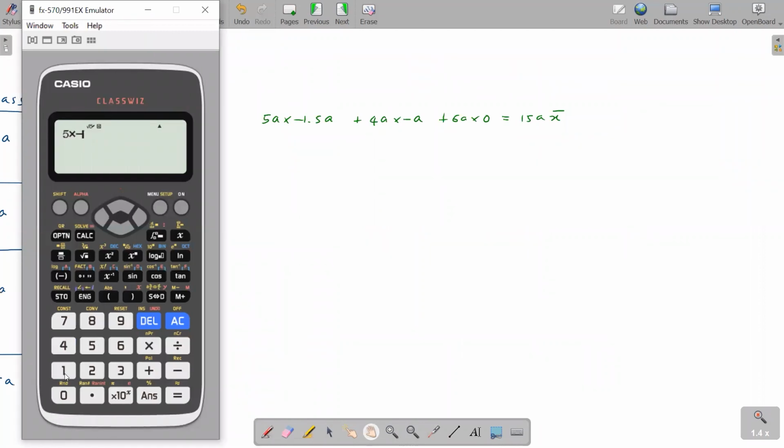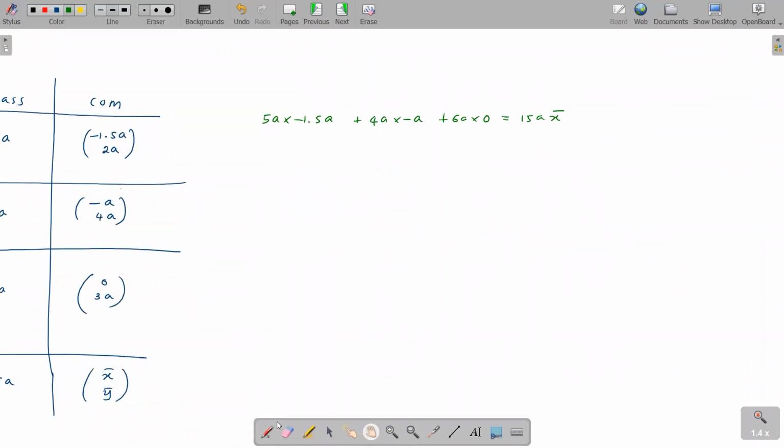5 times minus 1.5, plus 4 times minus 1. 6a times 0 is 0, isn't it? So here 5 times minus 1.5, 4 times minus 1. I get minus 23 over 2. Do you see a into a into a? All of these are a squared values. Do you agree with me? This is 15a times x bar. So divide.